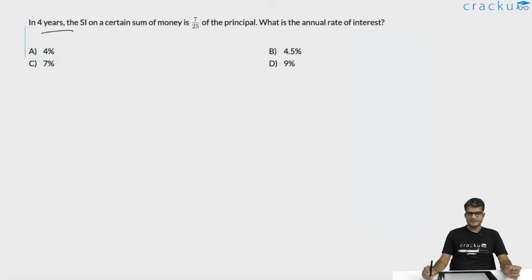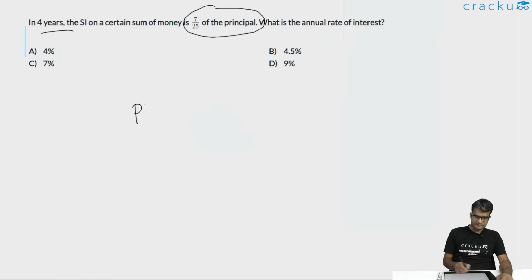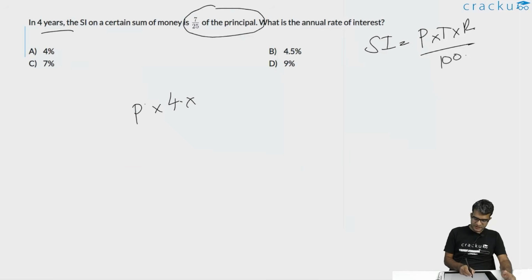In 4 years, the simple interest on a sum of money is 7 by 25 times the principal. Let us assume that the principal is P. So the simple interest in 4 years will be equal to, we know the formula for simple interest. Simple interest is equal to principal into time into rate of interest divided by 100. So principal into the time period is 4 years into the rate of interest we don't know divided by 100 is 7 by 25 times the principal.